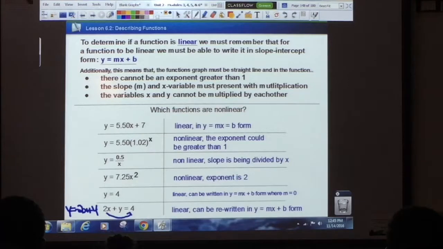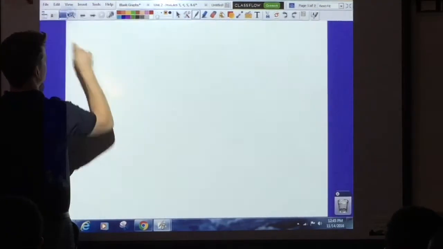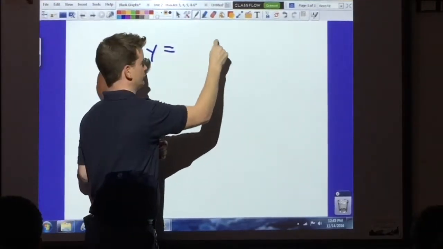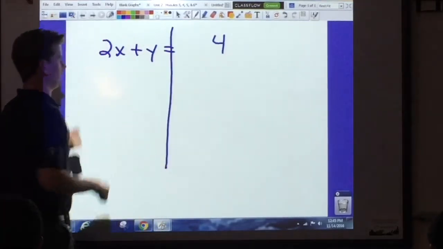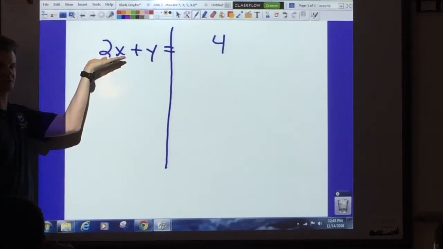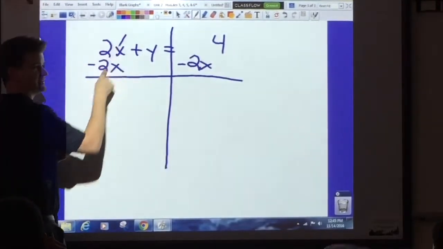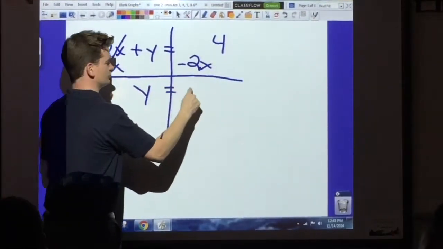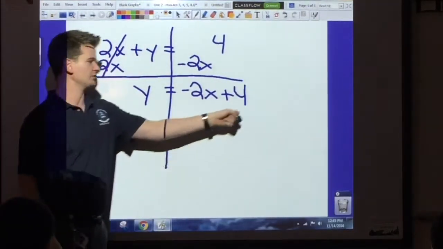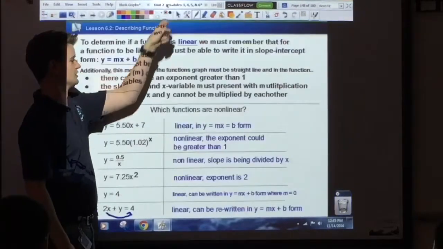Why did you change it to -2? Well, here's what happens. Let's go to 2x plus y is equal to 4. If I want to write this in slope-intercept form, I use an inverse operation. What's the opposite of a positive 2x? If I subtract 2x from both sides, this cancels, and I get y is equal to -2x plus 4. Is that in slope-intercept form now? Yes, with a y-intercept of 4 and a slope of -2. Good. Remember, it's not -2x, it's just -2.